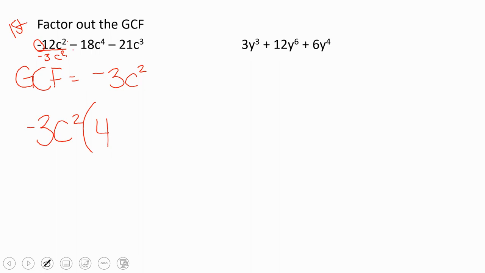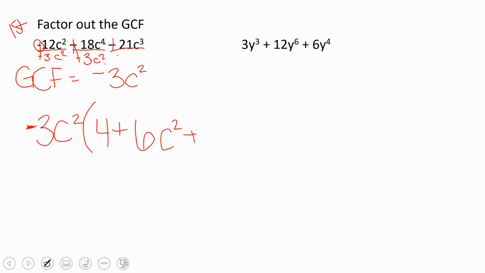Now, we're going to divide this term by negative 3c squared. When you divide a negative by a negative, it becomes positive. So this is positive now. If you factor out the negative, everything is going to change to the opposite. So 18 divided by 3 is 6, and then c to the 4th over c squared, 4 minus 2 is 2.